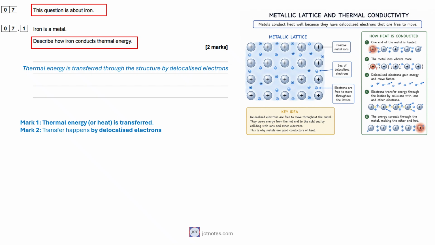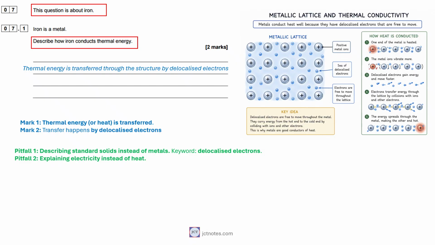Pitfall 1. Describing standard solids instead of metals. A lot of students just wrote about general conduction in solids, saying that particles vibrate and pass energy to neighboring particles. While this does happen in metals, it's not the main reason metals are such good conductors. The examiner specifically wanted you to focus on what makes metals unique, the delocalized electrons.